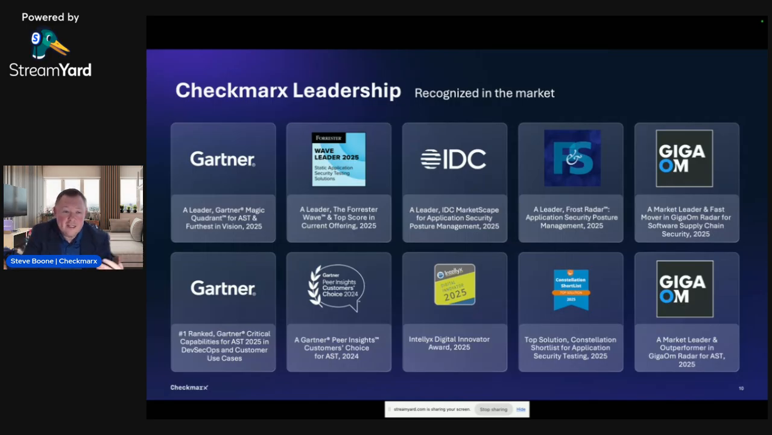For the last 7 years now, we've been represented by Gartner as a top SaaS application within the market. We've just got a lot of awards this last year in 2025 from the IDC and from Forrester around some of our ASPM offerings as well, which is exciting.